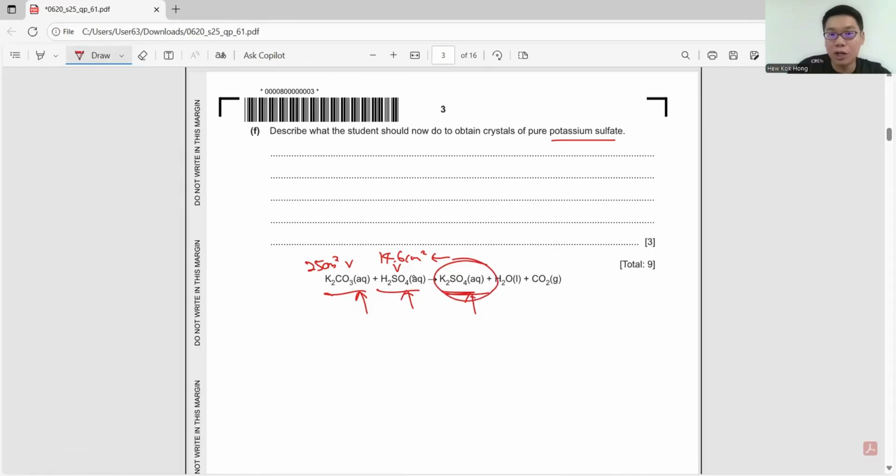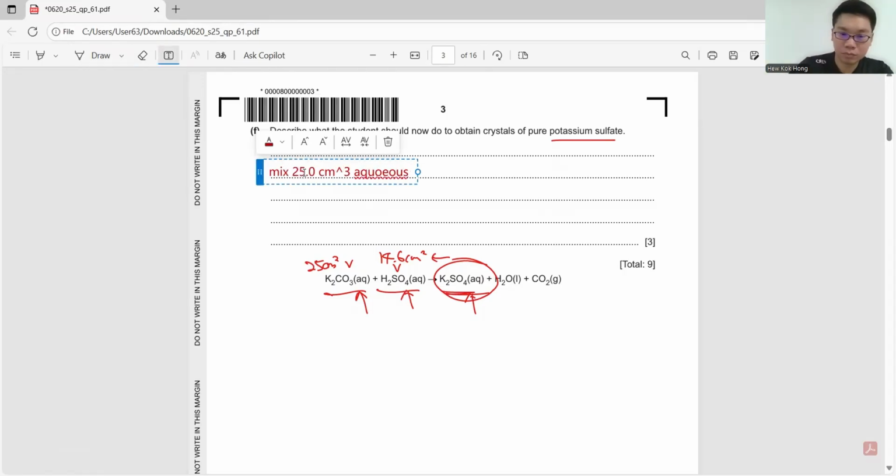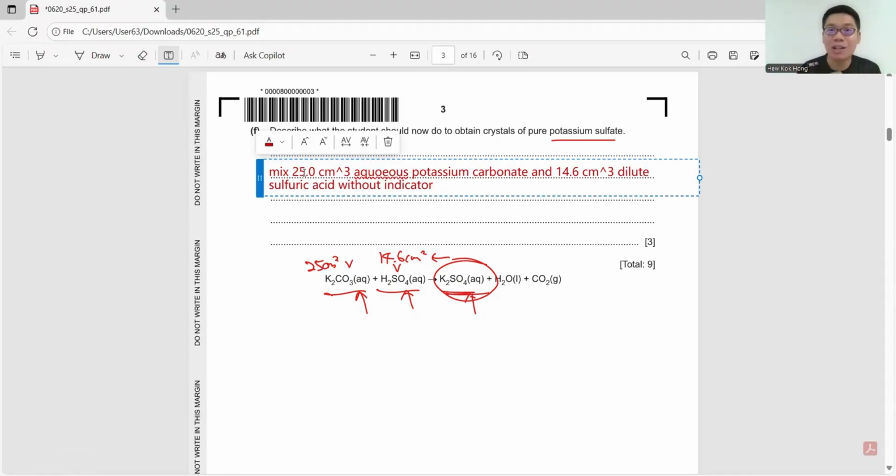And then all will change to this. Then we put it into the evaporating dish, heat it until it forms crystals, and cool it. Then we can get the pure potassium sulfate. The addition of indicator will cause it to not be pure potassium sulfate. Then place the solution in an evaporating dish.